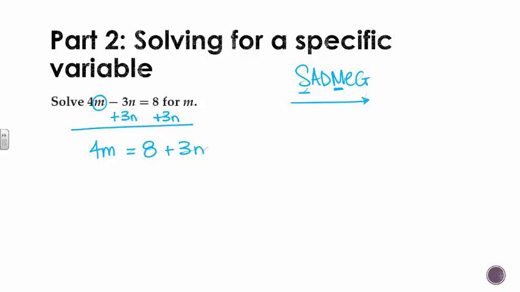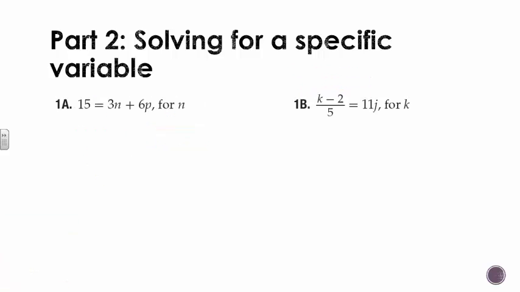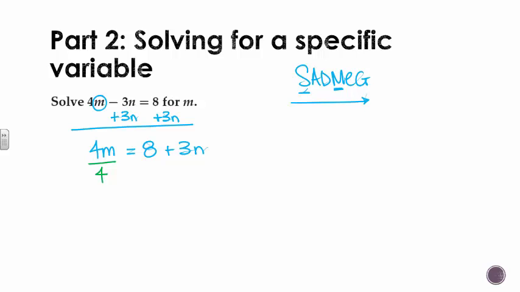Now the only thing hanging out with m is that 4, and because they're multiplying, what I'm going to do is divide to get rid of it. Whatever you do to one side, you've got to do to the other. So I'll divide this side by 4 also. This crosses off, and I'm left with m equals 8 plus 3n over 4.